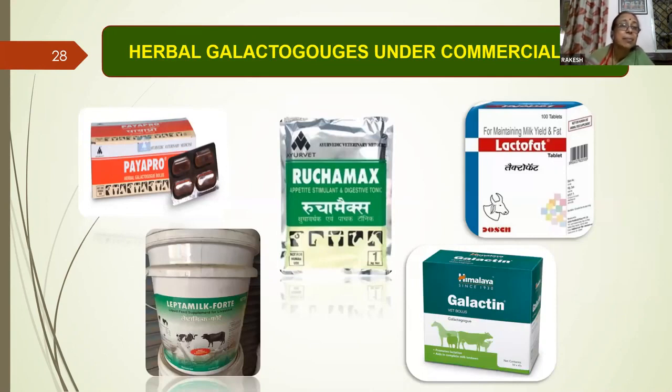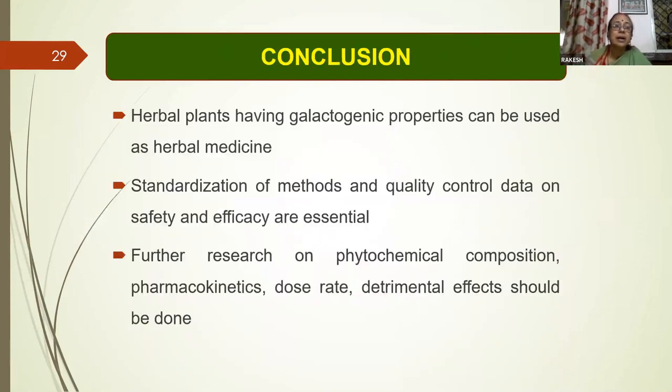We get ready-made products such as Pyrapro, Ruchamax, Lactofat, Lactamilk, Galactagene, Galactine, and one more is Lactadine also. If it is an acute case and you are not getting any herbal plant in your area, you can go for ready-made products also. The herbal plants having galactogenic properties can be used as herbal medicines.